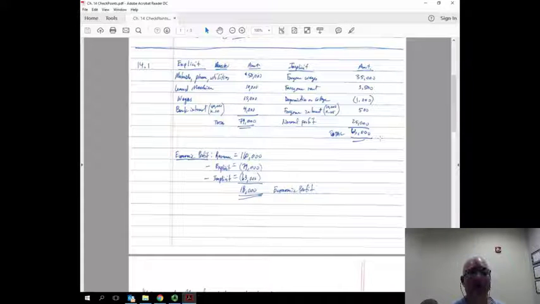Okay, so we've got our explicit 79, implicit 63. Their economic profit would be our revenue less our explicit costs less our implicit costs, gives us an economic profit of 18,000. Okay. So look through that one.